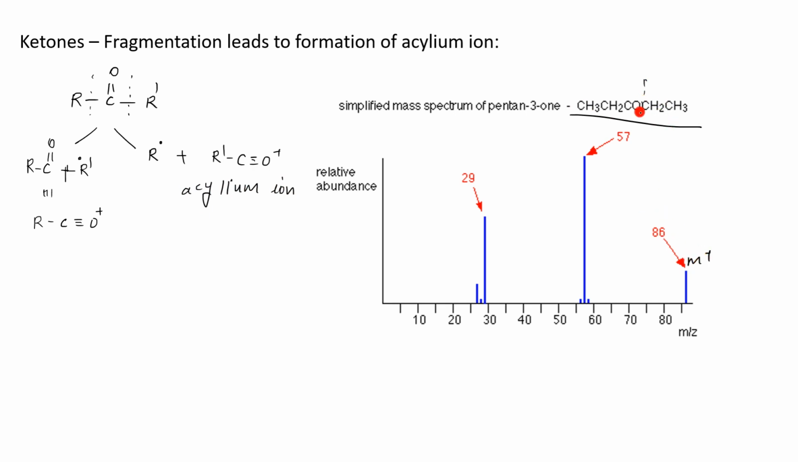So you can break it over here. Now if you want to check whether CH3 is getting lost or CH2CH3, just take the difference between the two. 86 minus 57. What is the difference? 29. You can also learn some values. CH3 is 15, CH2CH3 is 29. So you quickly understand what it is. 29, that means this is lost.